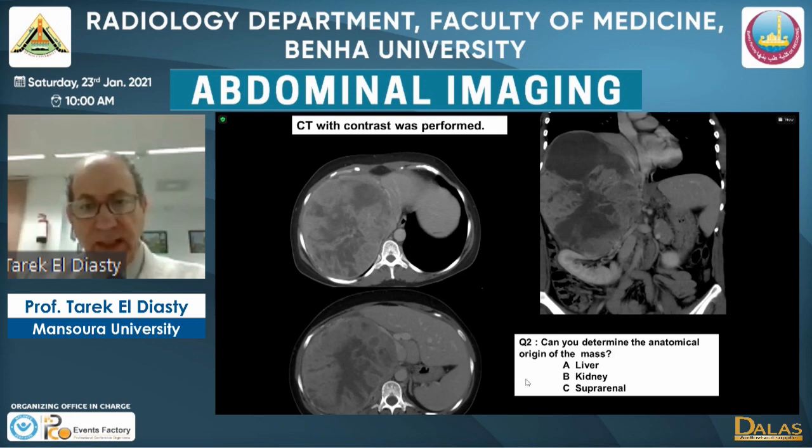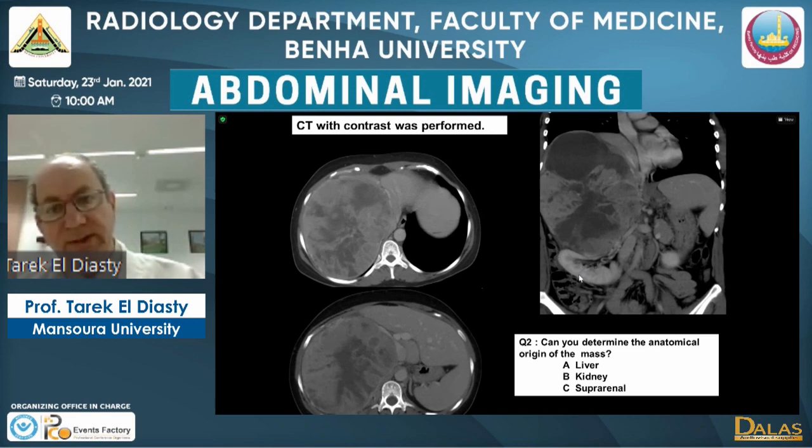Can you determine the anatomical origin of such a mass: liver, kidney, or suprarenal? From this image, I can say that it is not renal because the kidney is displaced and its outline is preserved, and due to lack of the beak sign. So it is either from the suprarenal or the liver. Here, the displacement of the vena cava anteriorly and medially goes with a suprarenal rather than a hepatic mass. So I think it is a large suprarenal mass. And what's the diagnosis of such a mass? I think it is cortical carcinoma.